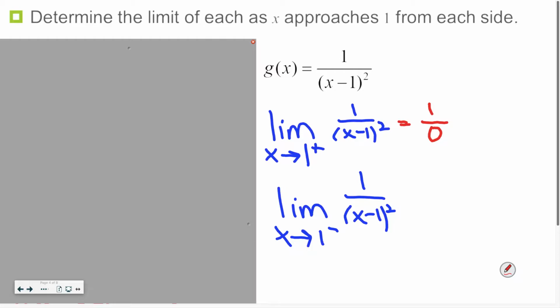Now, how do we approach that 0? If we were to plug in numbers to the right of 1, then (x minus 1) squared would be what kind of numbers? Positive. Not too difficult to think about because we're squaring. Doesn't really matter what's happening, they're going to be positive. So as we approach 0, our denominator is approaching 0 with positive numbers, so this fraction is getting bigger towards positive infinity.